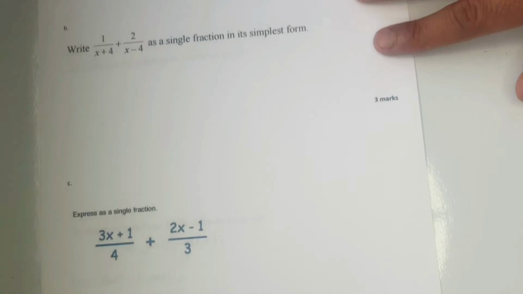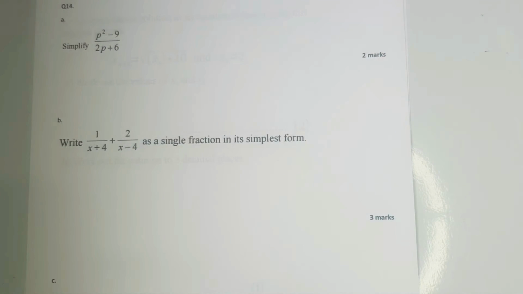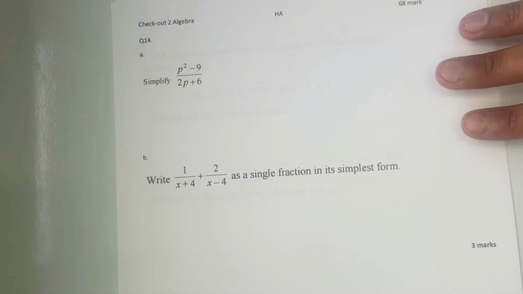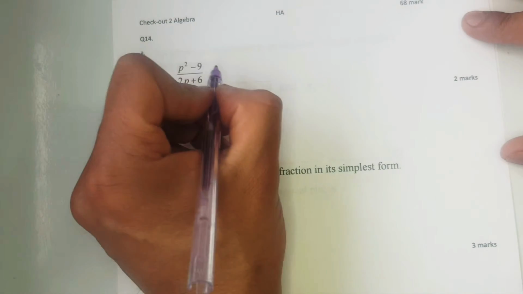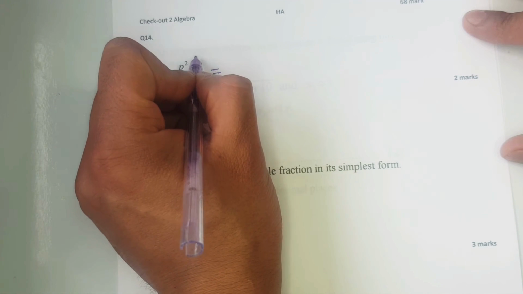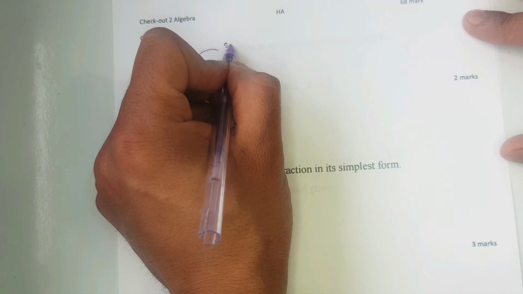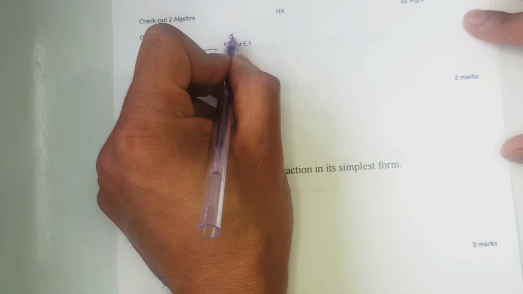Next question is question 14. So we've got an algebraic fraction there, and it's asking us to simplify the algebraic fraction. So first things first, top we need to factorize if possible. If you recognize from earlier questions, this is the difference of 2 squares. So these are 2 squares, and that's the difference of them.